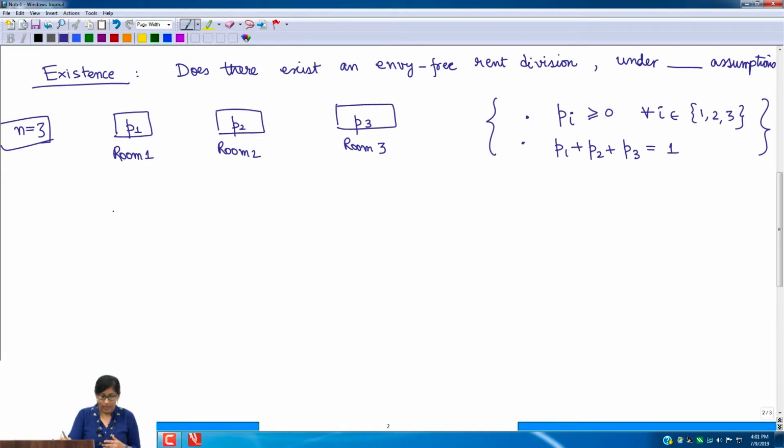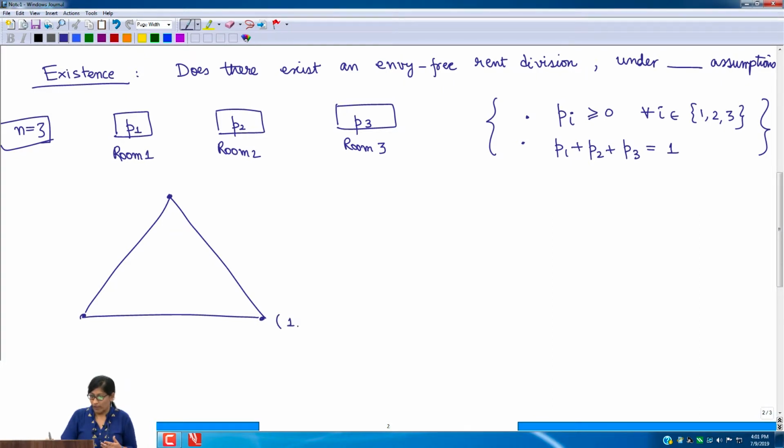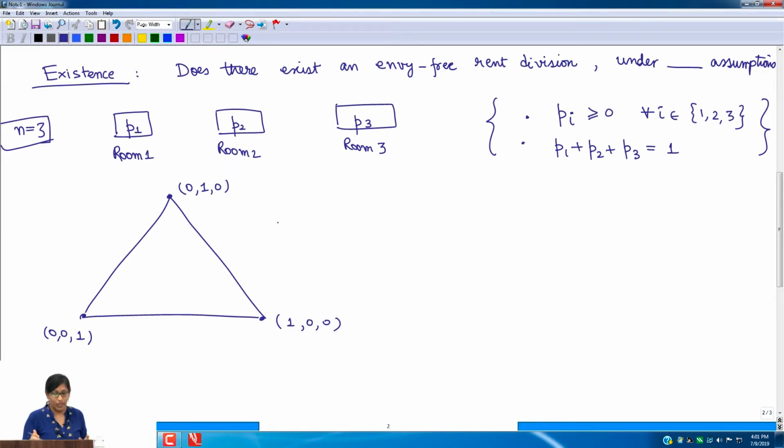So again, as we saw yesterday, let me consider this particular triangle. Let's say this is the point (1, 0, 0), this is (0, 1, 0), and this is (0, 0, 1). Just consider this particular space as a space of prices. I'm trying to have a graphical representation of the set of all possible prices.